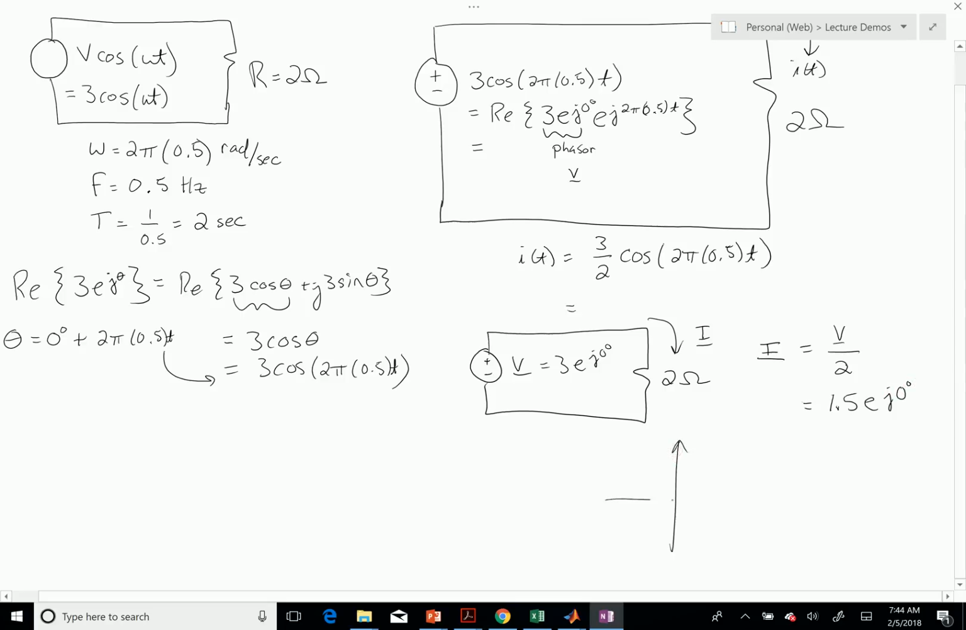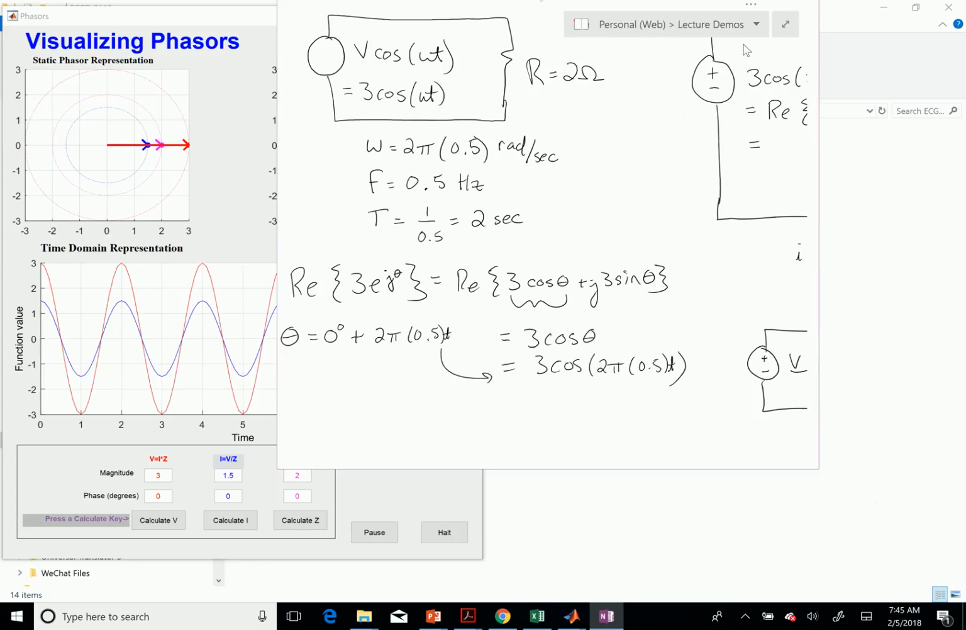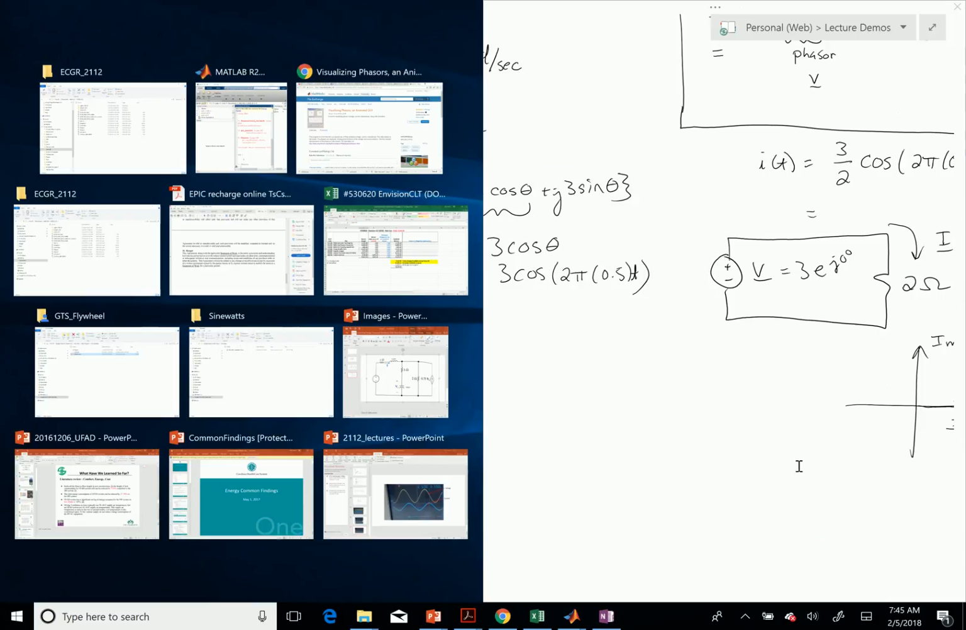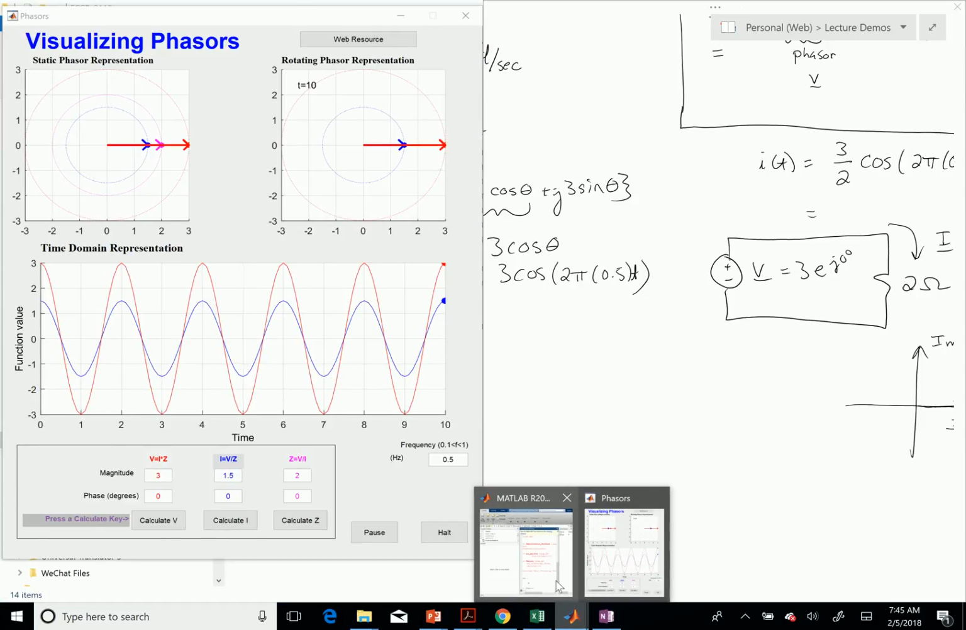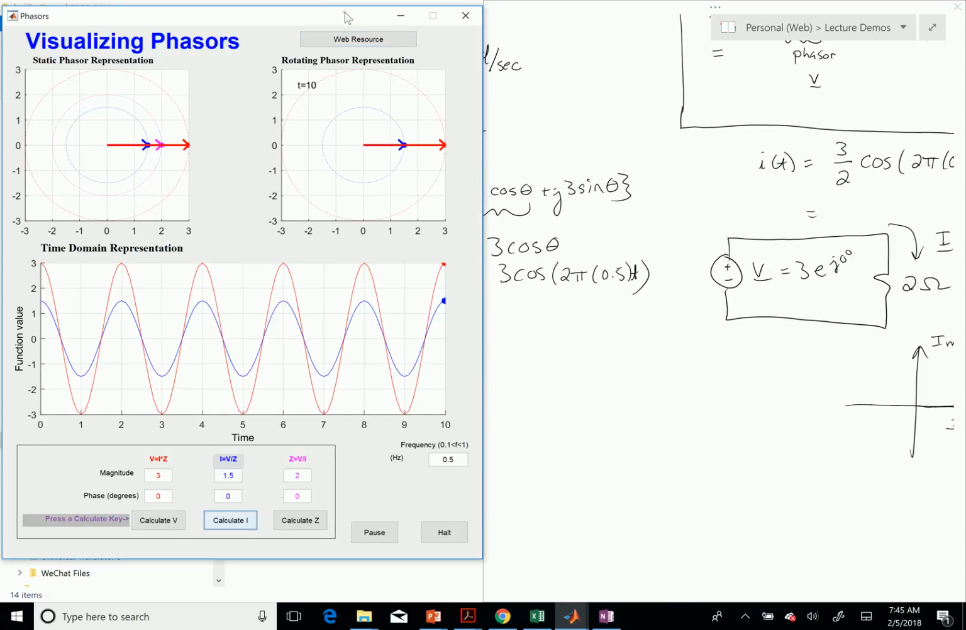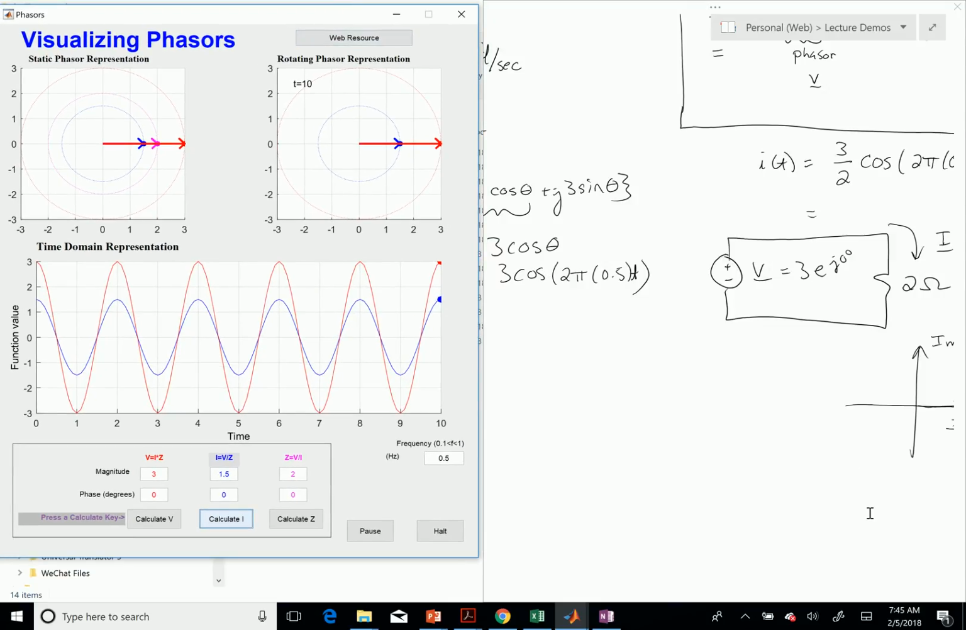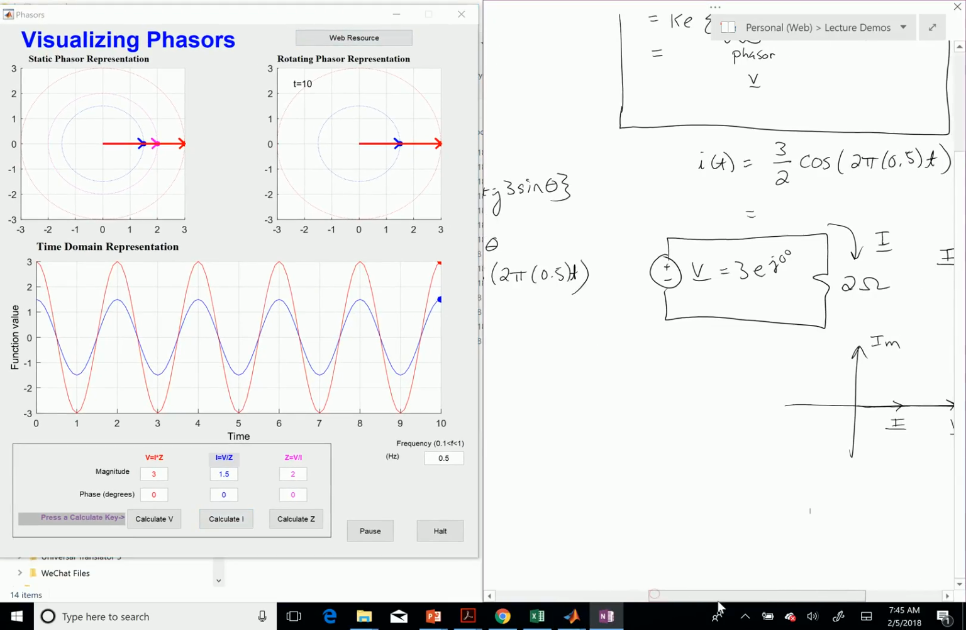So the way I write that is I say in a complex plane, I can say my voltage vector is here, and my current vector is half of that, okay? That's how I express that. Now I'm going to move this guy over a little bit, and I want to look in parallel at this little program right here, okay?